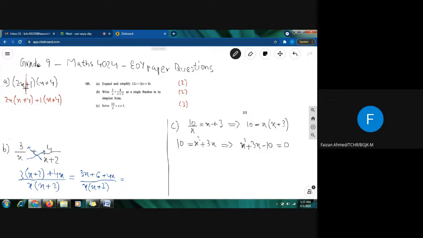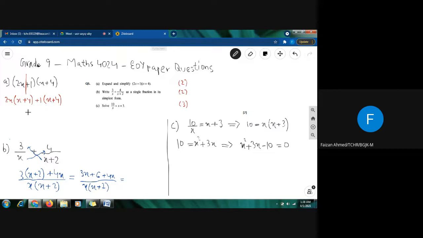I will split this into 2x and plus 1. So I will first write 2x, and then I will copy this bracket as it is, that is x plus 4, and then I will write plus 1, and then again this bracket x plus 4 as it is. So this is the method of multiplying two brackets. You have to split one bracket, and copy the next bracket two times because there are two terms in the first bracket. So you write the first term and then the bracket, and then the next term with the bracket.